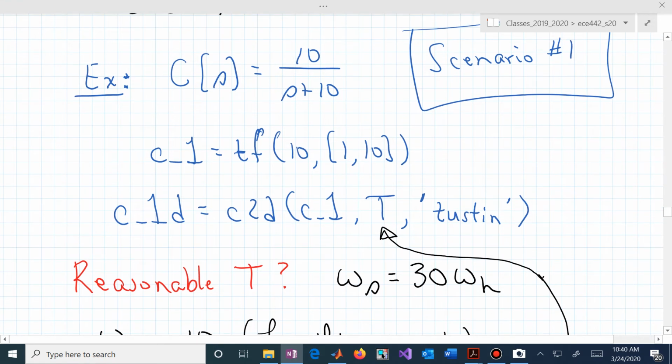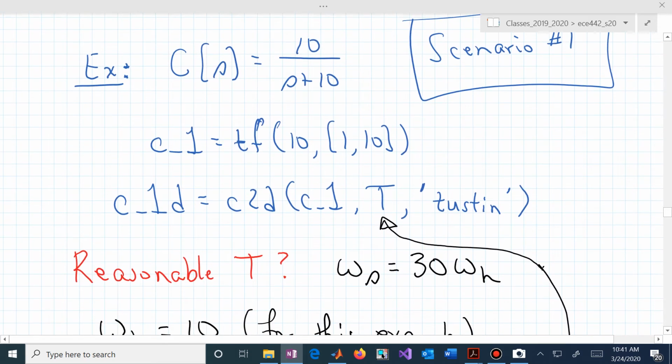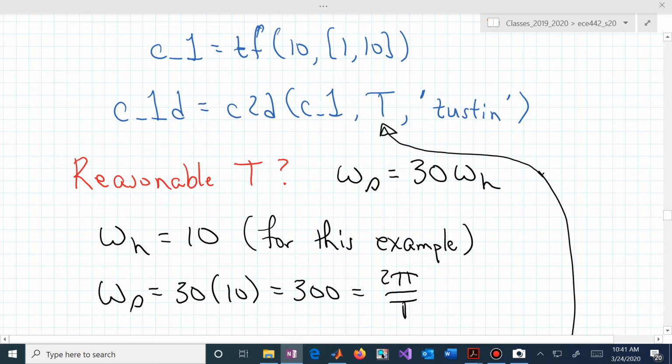We now just need a sample period, capital T, and what would be a reasonable T? Well, again, we said we want, for our purposes, that to be 30 times omega sub h, or T to correspond to that. Remember, omega sub s is 2 pi over capital T. The highest frequency in this transfer function, we're not changing it, we're not speeding it up. There's a pole at minus 10, so our highest frequency is 10 radians per second. We take 30 of those, and that's omega sub s.